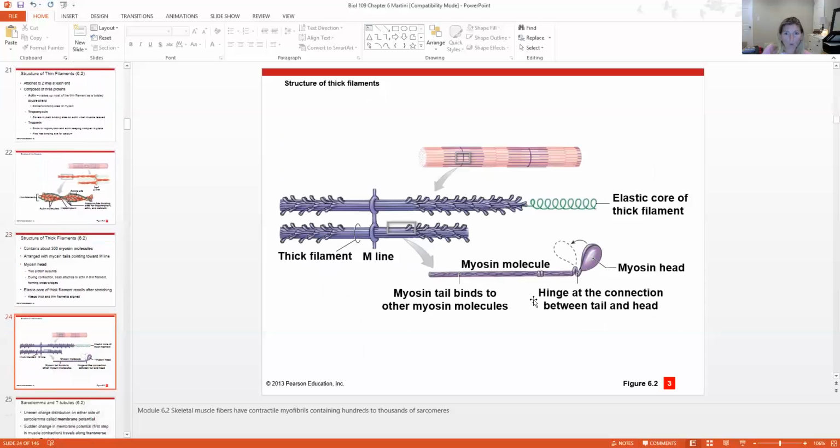Here you see the whole structure of this thick filament. They have a tail and a head. And that head, I don't know if you can see my arm, the head kind of flexes like this. It moves. And that little movement is what makes the entire muscle cell shorter, and that's what contracts your muscle cell. That's what's going to move your muscles, pull your bones, and move your bones.